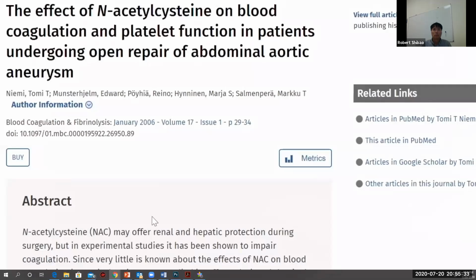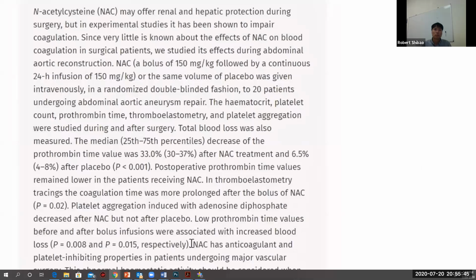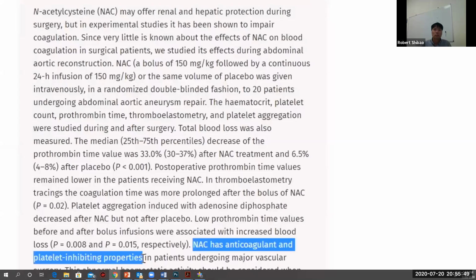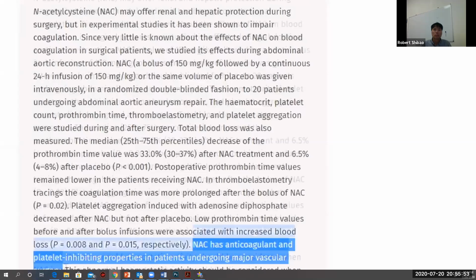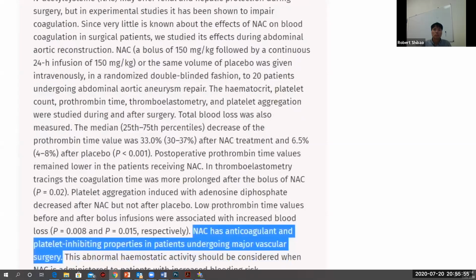This paper was published in 2006, looking at the effects of N-acetylcysteine on blood coagulation and platelet function in patients undergoing open repair of abdominal aortic aneurysm. What they concluded was that NAC has an anticoagulant and platelet inhibiting property in patients undergoing major vascular surgery. This abnormal hemostatic activity should be considered when NAC is administered to patients with increased bleeding risk.